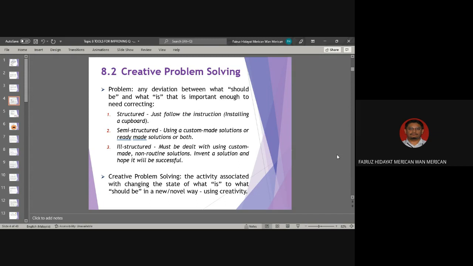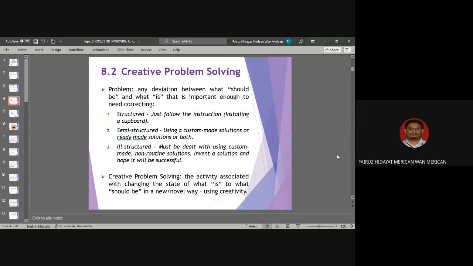So this is what we call a structured approach to solving the problem. Then you have the semi-structured, which is when you are facing a problem with a product, whether you are the company or even a customer. You can use either a custom-made solution or a ready-made solution or both. Custom-made solutions are solutions that you have come up with yourself. You improvise the solution.